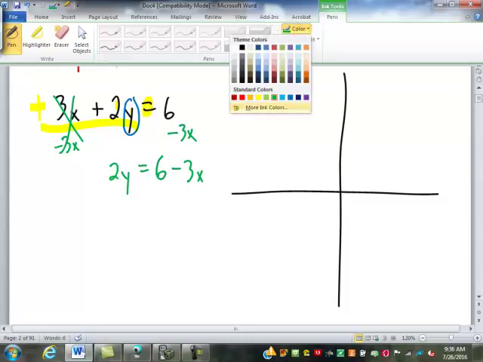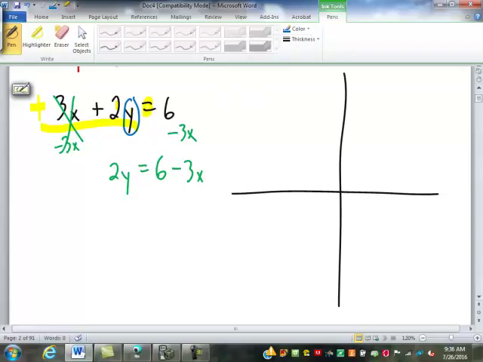Now what do we have to do? We divide by 2 to get rid of the times 2. So that leaves us with just y here. Over here, 6 divided by 2 is 3. Negative 3x divided by 2 is negative 3 over 2x.